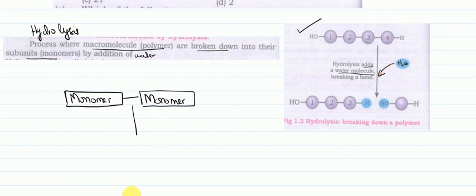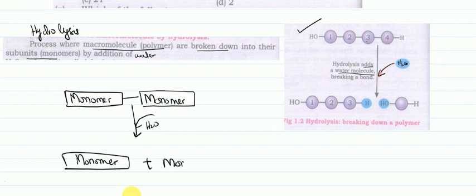Let's consider this is monomer 1. It is bonded to another monomer 2, right? So when water molecules are added in this reaction, it will hydrolyze it. It means it will break the bond between these two monomers. And how can we write it now? Monomer plus monomer. It means the bond between the two monomers is broken by the process of hydrolysis.